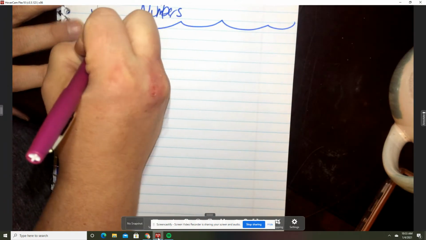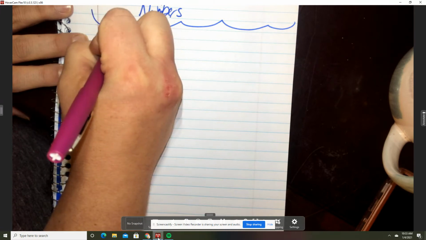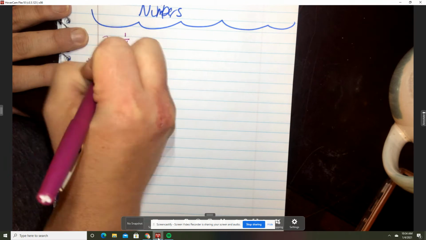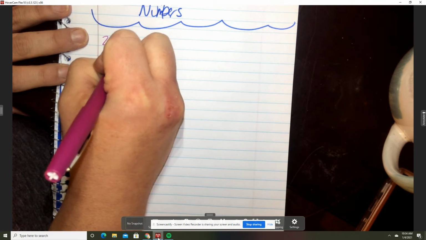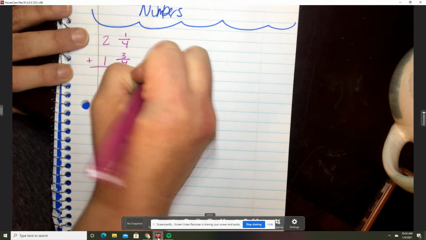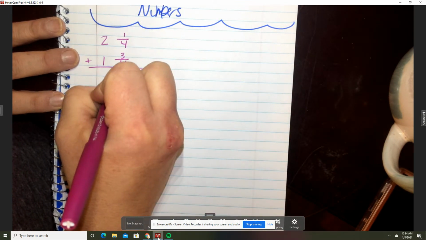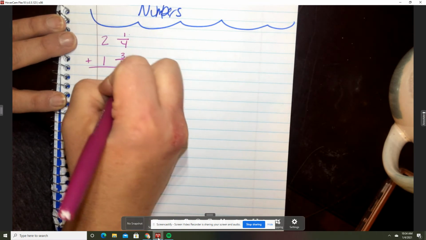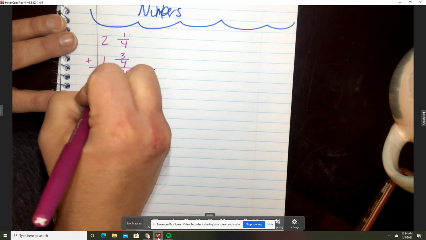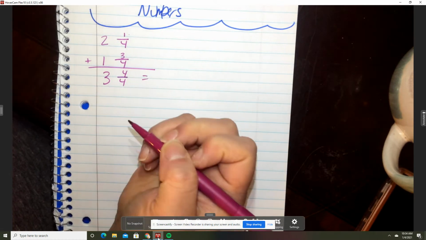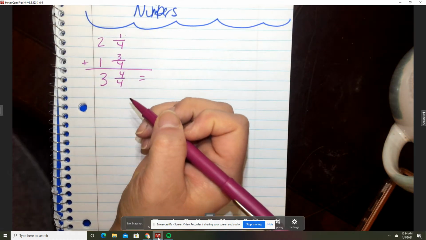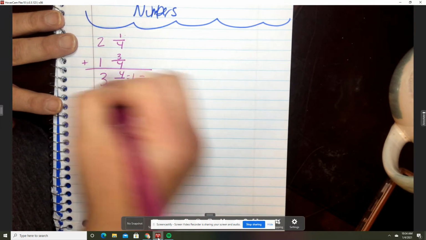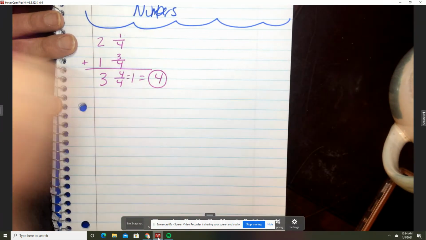So if you take 2 and 1/4 plus 1 and 3/4, your denominators are the same, so you don't have to do anything to that. You would just say 1 plus 3 is 4, 2 plus 1 is 3, but you're not done because 4 over 4 can be reduced to a whole. So you would take that 1, add it to the 3, so your answer to that one would be 4.